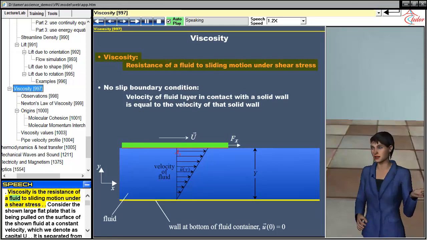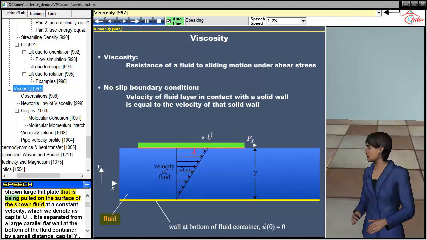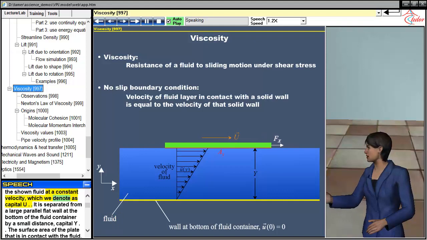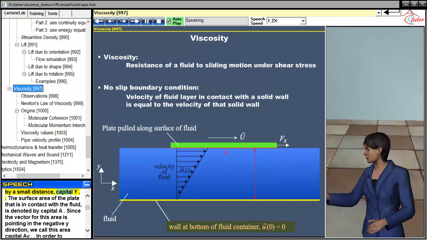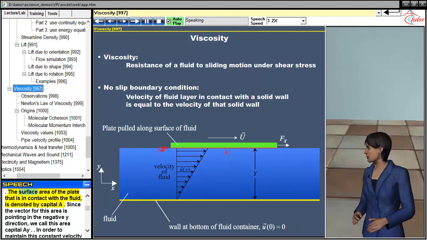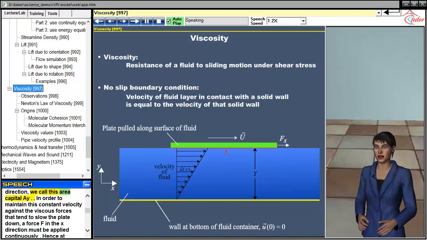Viscosity is the resistance of a fluid to sliding motion under a shear stress. Consider the shown large flat plate that is being pulled on the surface of the shown fluid at a constant velocity, which we denote as capital U. It is separated from a large parallel flat wall at the bottom of the fluid container by a small distance, capital Y. The surface area of the plate that is in contact with the fluid is denoted by capital A. Since the vector for this area is pointing in the negative y direction, we call this area capital AY.